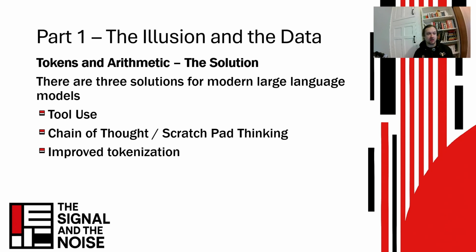So how do you go about that? There are 3 solutions modern large language models use. These are tool use, chain of thought and scratchpad thinking, and improved tokenization. We're going to look at tool use and chain of thought in later sections, but it's worth knowing that they do exist. Improved tokenization can go some way to solving this problem, although it's not a robust and long-term solution.